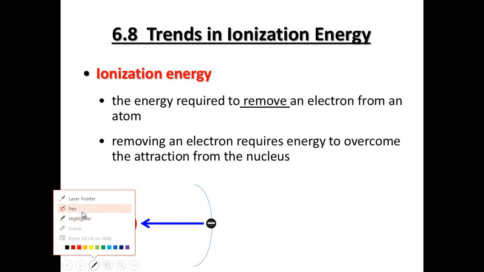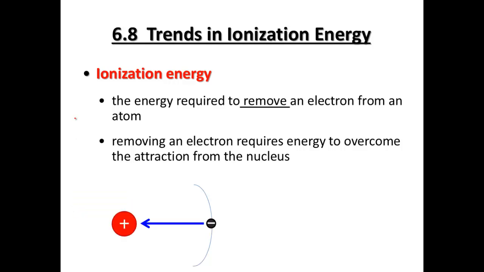Continuing with our periodic table trends, we're now going to look at ionization energy. Ionization energy is the energy required to remove an electron from an atom. When we think about ionization, ions are the first part. So what we're looking at is the energy required to remove an electron from the atom.